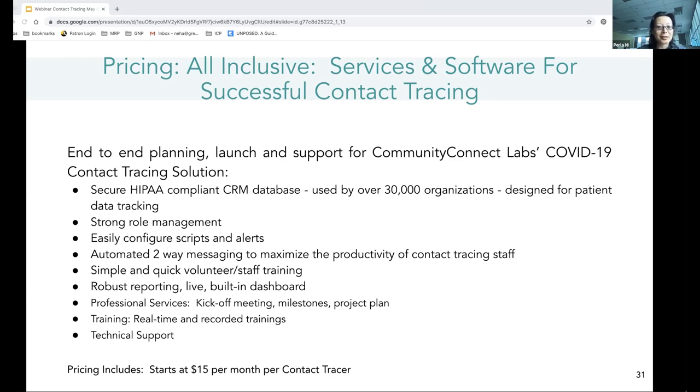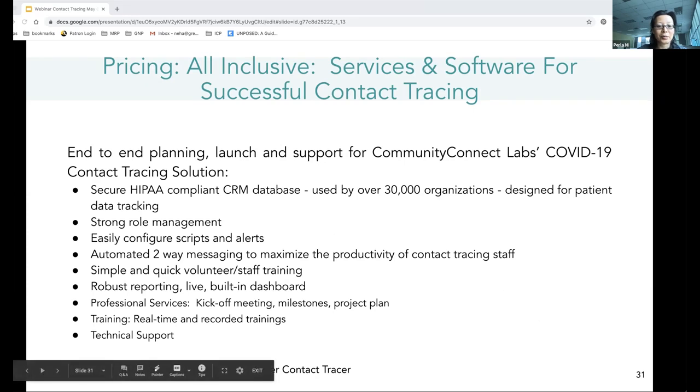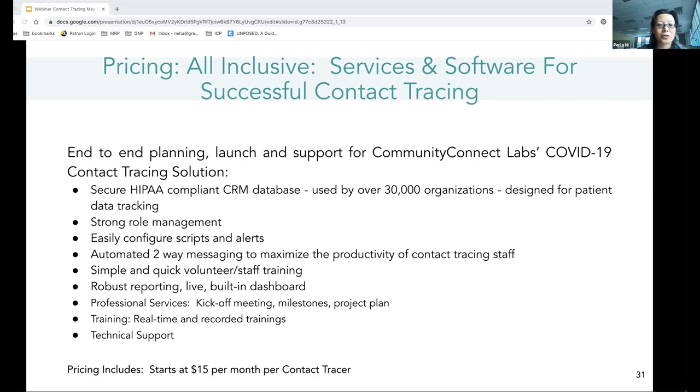So the software, as Eric has mentioned, includes the CRM database for you, as well as the mobile app. Two-way texting is included. We include all the reporting, volunteer training, as well as the professional services that we mentioned before, and technical support. And the prices start at $15 per month per contact tracer. So it's really affordable. Anyone who has difficulties with that pricing, come talk to me.